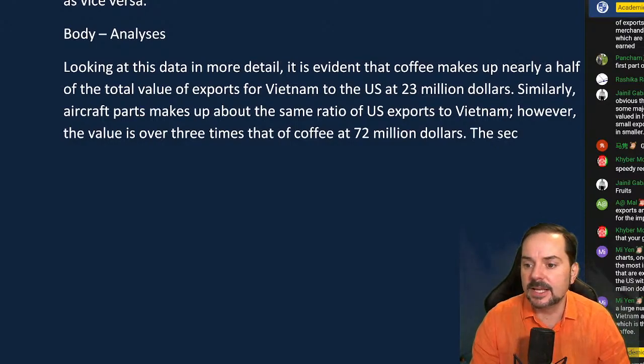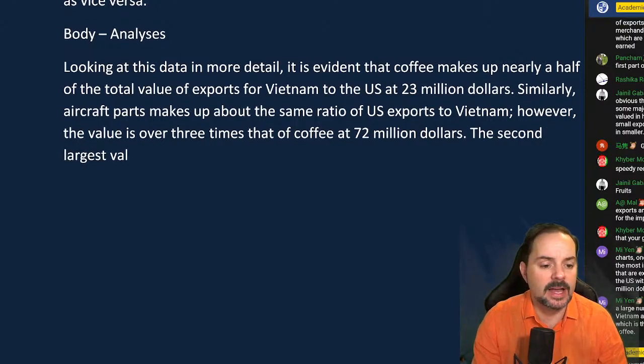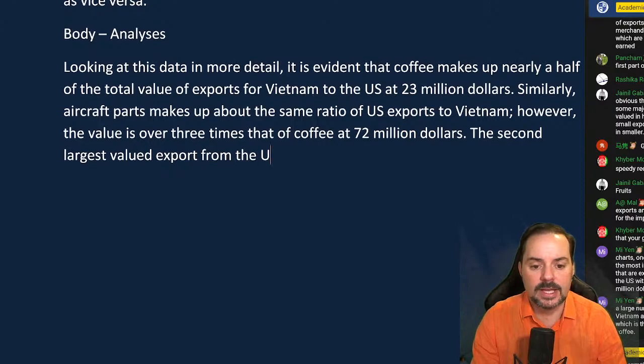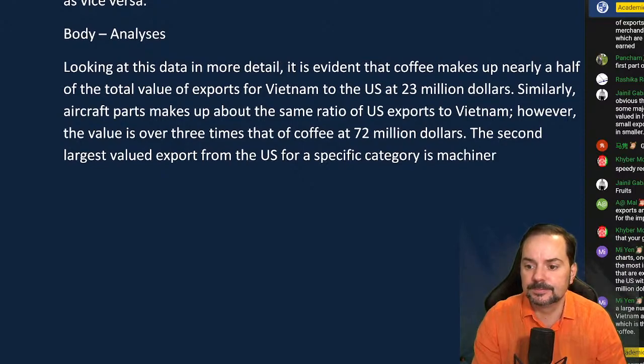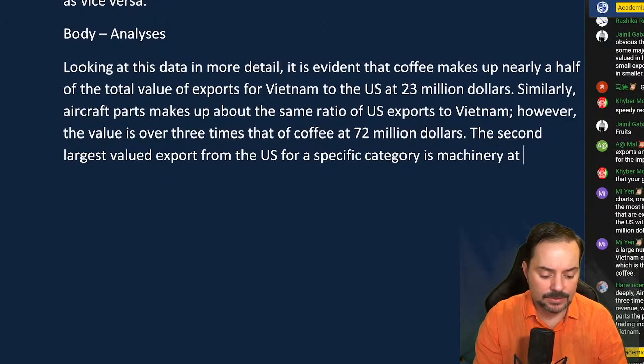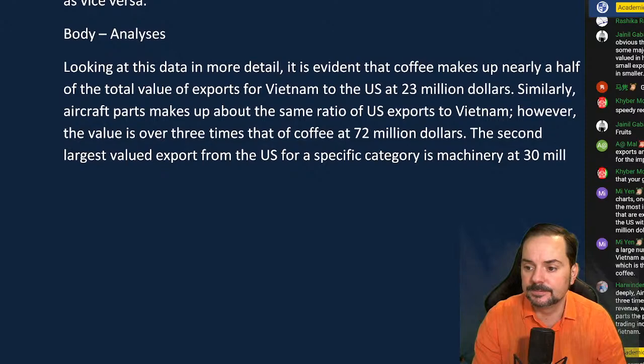So the second largest valued export from the US for a specific category is machinery at $30 million.